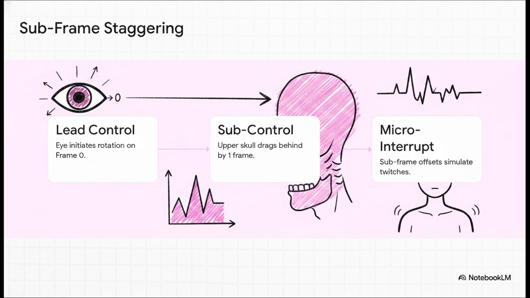Finally, we have step 3, which introduces micro-interruptions. Even during hold poses, the keyframe values are never just static, dead flat lines. They are populated with these tiny 0.2 degrees subframe offsets, and this brilliantly simulates actual muscle twitches and breathing mechanics.